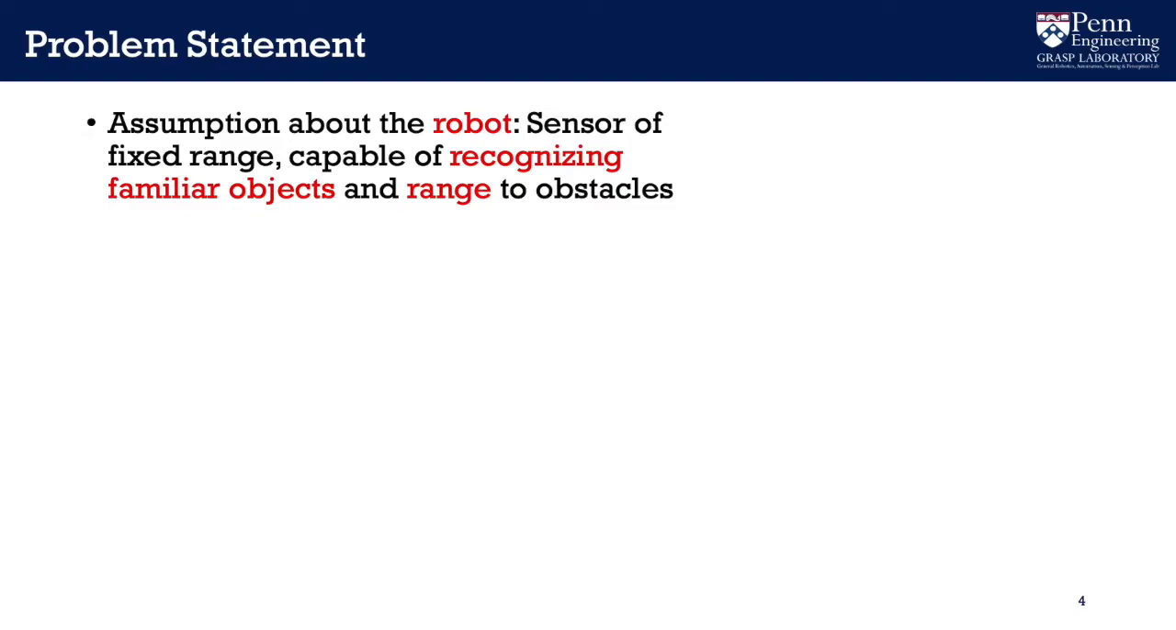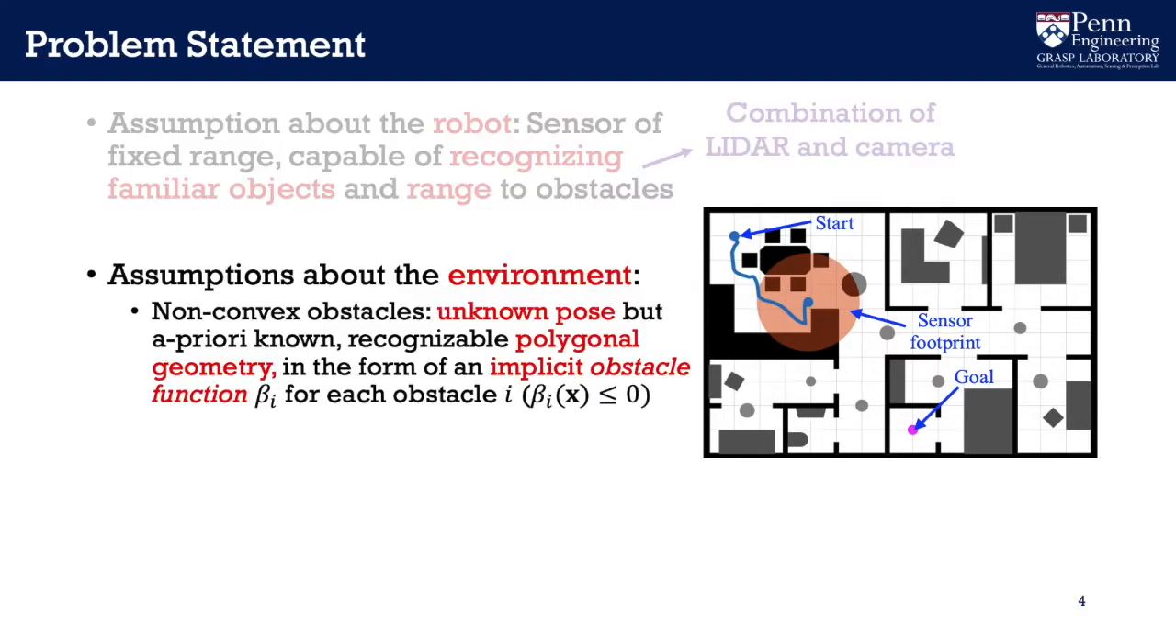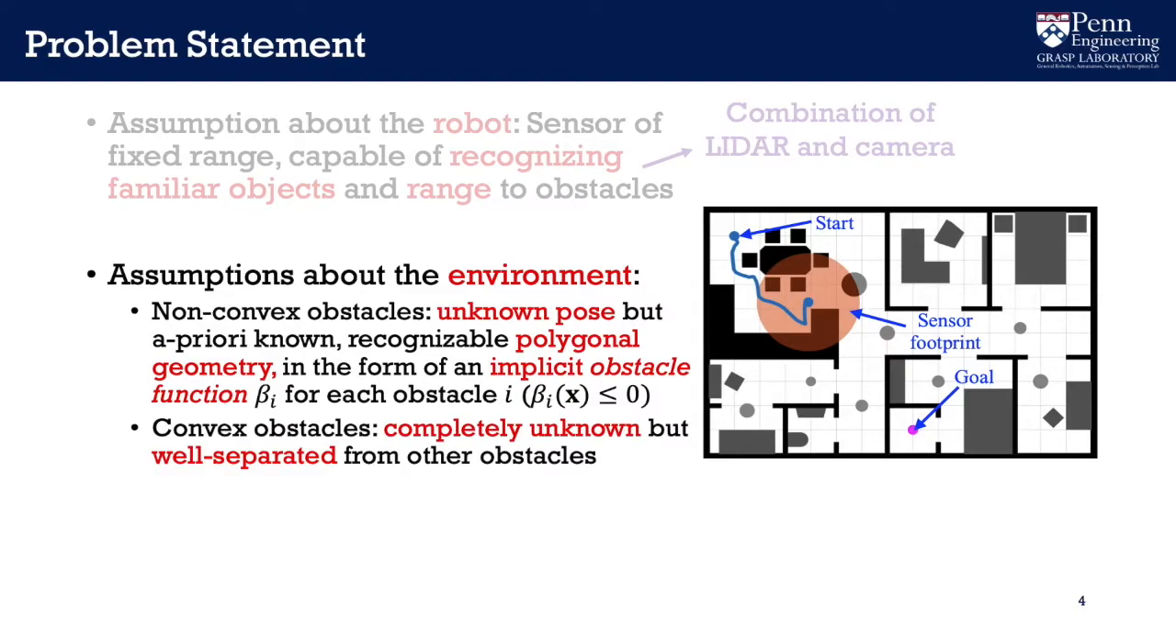More specifically, we assume that the robot possesses a sensor of fixed range capable of recognizing familiar objects as well as measuring range to nearby obstacles. For our experiments, this sensor is realized with a combination of a LiDAR and an RGB camera. We also assume that any non-convex obstacle in the environment is familiar in the sense of having a recognizable polygonal geometry, and all unknown convex obstacles are well separated from all other obstacles in the environment. Apart from these assumptions, all obstacles are initially unknown and discovered online during execution time.